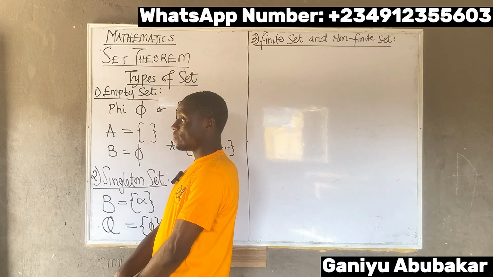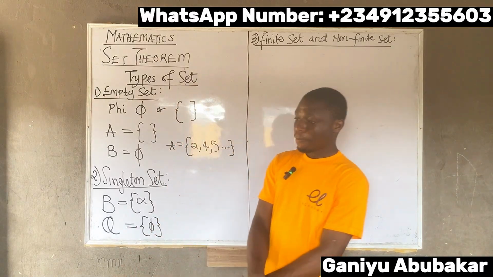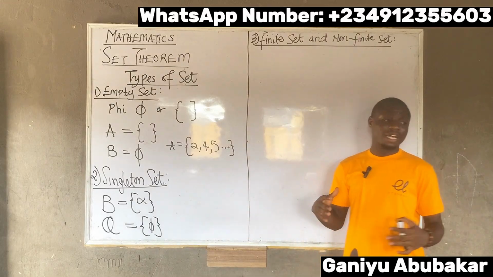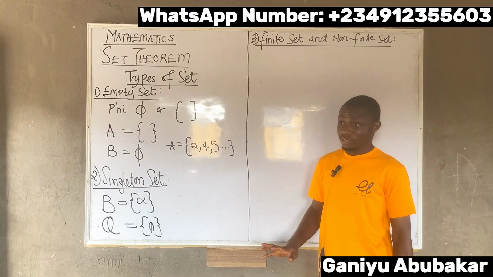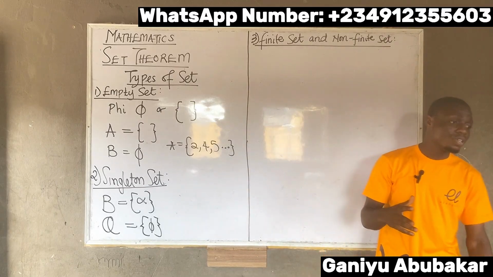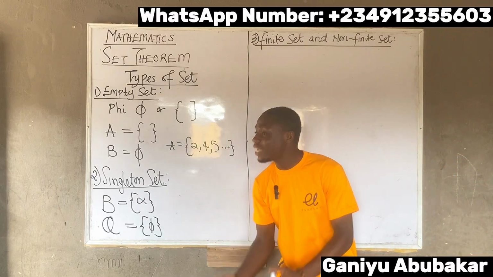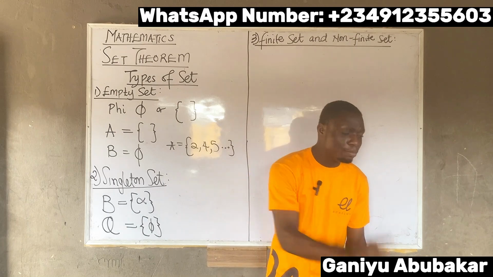Stop. How good? I'm not reaching the class. What I'm establishing is understanding. Understand? So we said a finite set is a set that has a restricted number of elements.